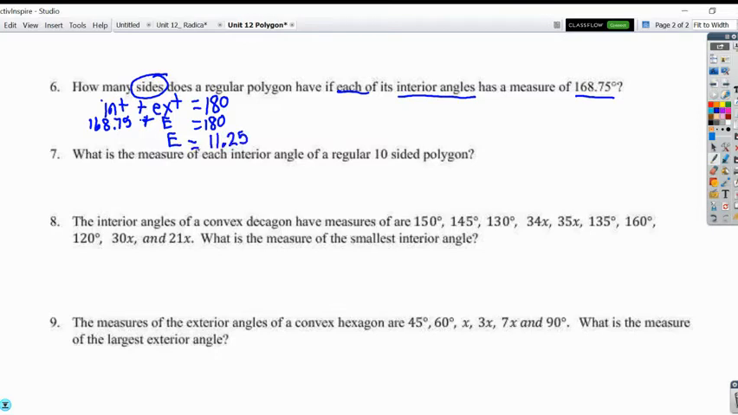Now, this is very similar to the 2 problems that we had ago. If I take that 360 and divide it by the exterior angle measure on that regular polygon, that's going to tell me that I have 32 sides.